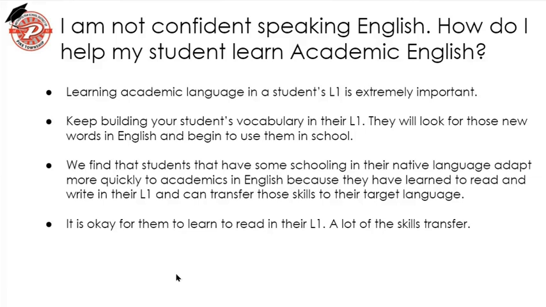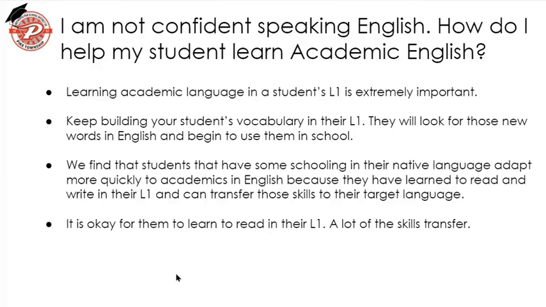We find that students that have some schooling in their native language adapt more quickly to academics in English because they have learned to read and write in their native language and can transfer those skills to their target language of English. It's okay for them to learn to read in their first language. A lot of the skills transfer.